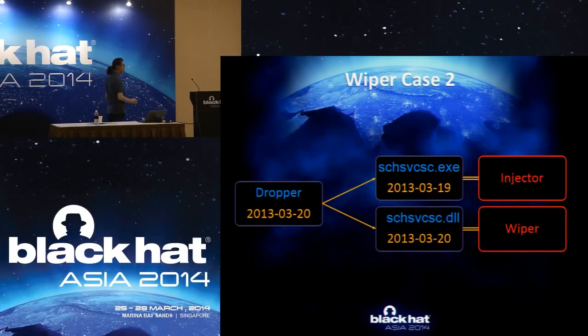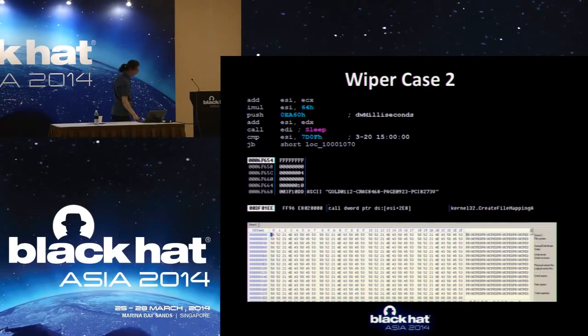It's a little bit more complex than the first one. It has an injector, so it injects the Viper into your running process. This one is different. It has a time bomb. It's preset to March 20th, 3 p.m. And the next is a file mapping object. And the result. Still simple and straightforward.